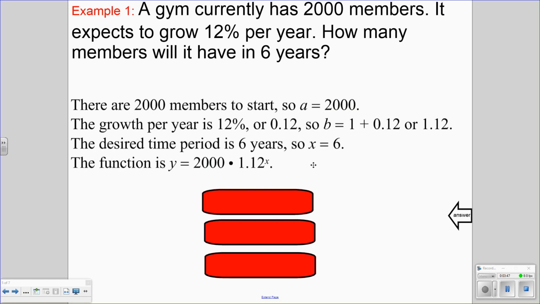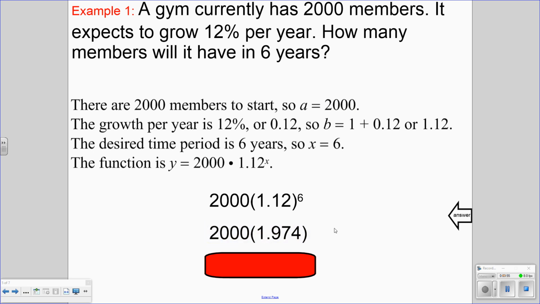So now that we know that x is 6, we can substitute that in for x. So we have 2,000 times 1.12 to the power of 6. When we raise 1.12 to the power of 6, we get about 1.974 if we round it to the thousandths place. And then when we multiply that by 2,000, we get 3,948. So in 6 years, this gym can expect to have 3,948 members.